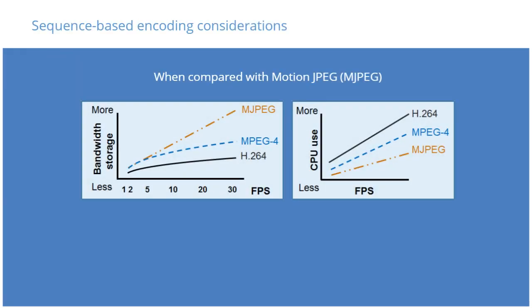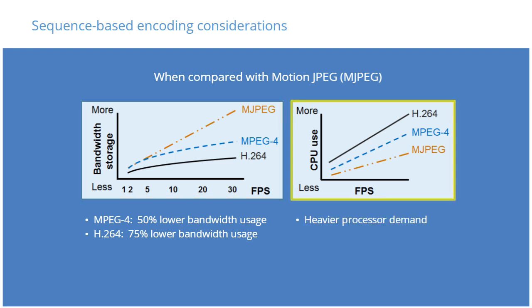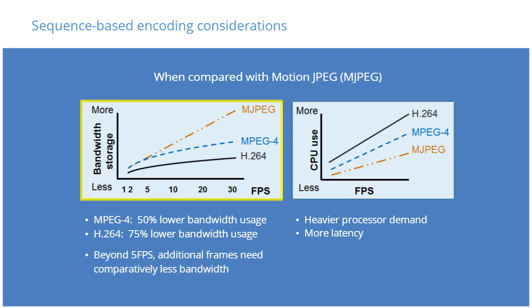When considering sequence-based encoding, you'll want to look at streaming bandwidth measured by bitrate, kilobits, or megabits. Implementation varies greatly with manufacturer. Lower bandwidth usage than MJPEG: MPEG-4, 50%, H.264, 75%. Heavier processor demand than with MJPEG, more latency due to increased encoding, and beyond 5 frames per second, additional frames require comparatively less bandwidth.